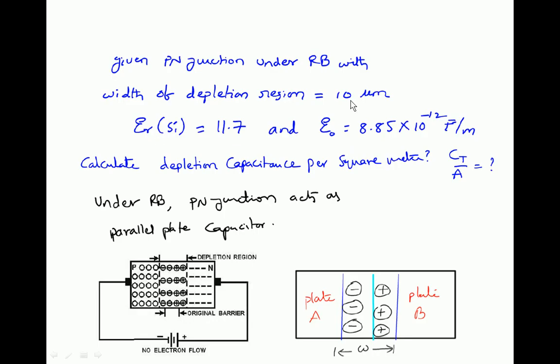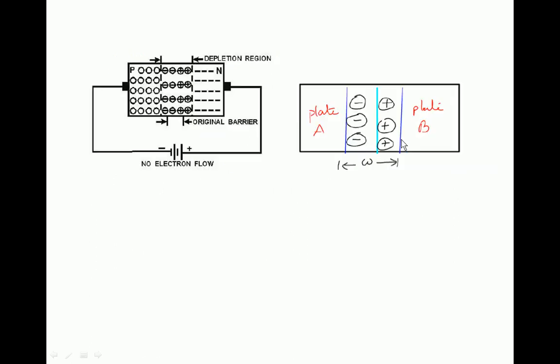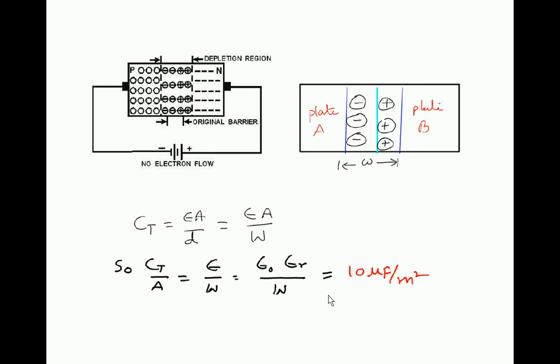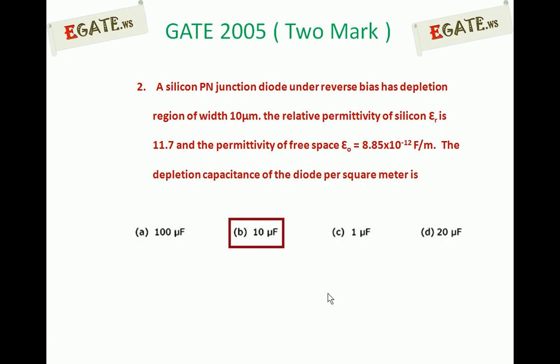W is 10 micrometers, epsilon r of silicon is 11.7, and epsilon naught is 8.85 × 10^-12 farad per meter. Substituting, the final answer for the given question is 10 microfarad per meter square. In the question itself it is not given per meter square, so we go with 10 microfarad. The correct answer for this one is 10 microfarad.